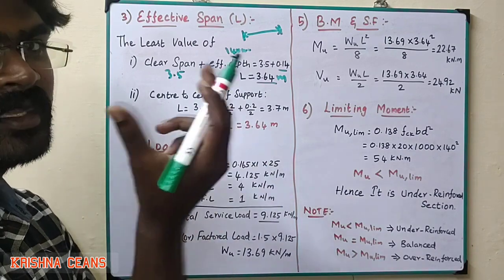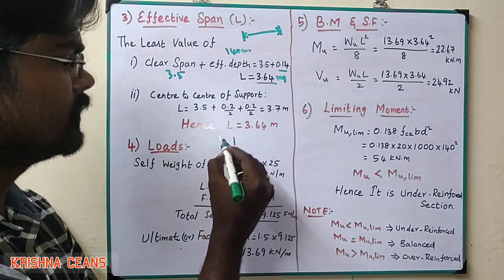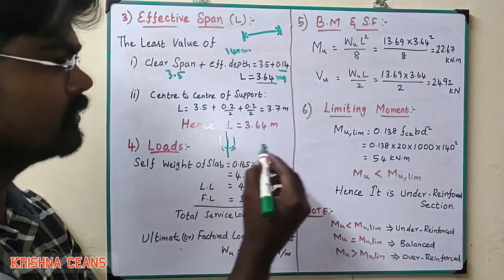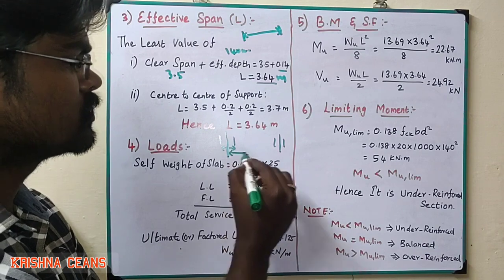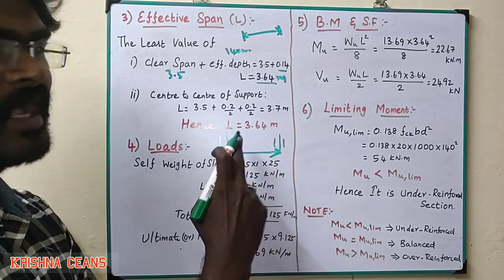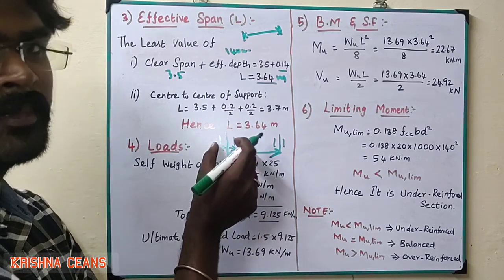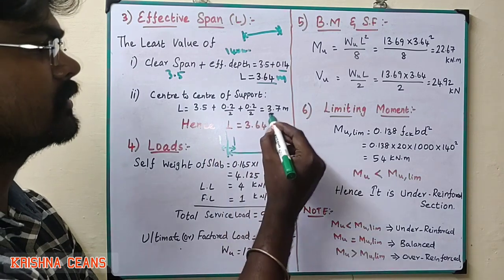So this is the width of the support, 200 mm. So on one side we consider half of it. The center line is projected here. Another support we consider the center to center distance. So from here to here, the value is 3.5 plus 200 mm divided by 2, 200 mm divided by 2, which is equal to 3.7 meter.